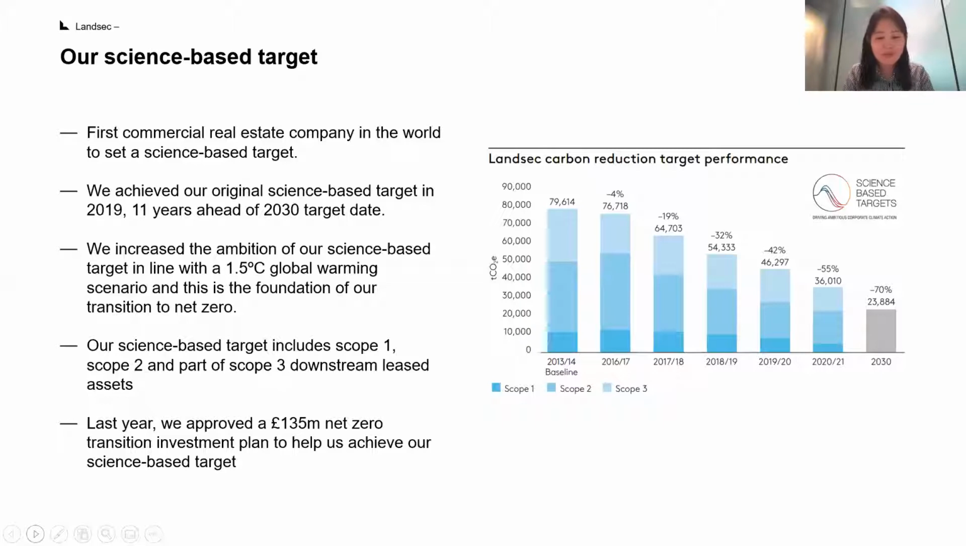And perhaps you might be thinking, but why do we need to actually include downstream leased assets in our target? Why are we investing to help tenants, occupiers to reduce their emissions? Next, please.